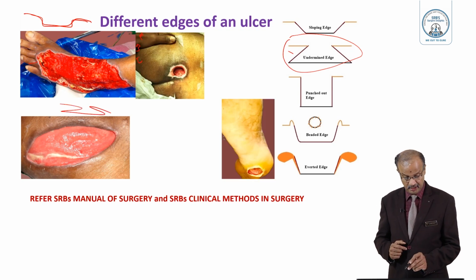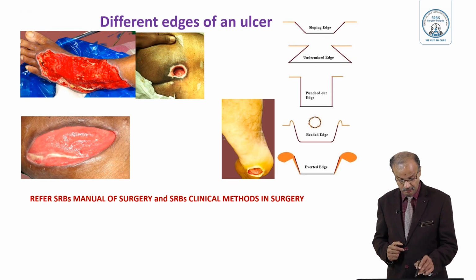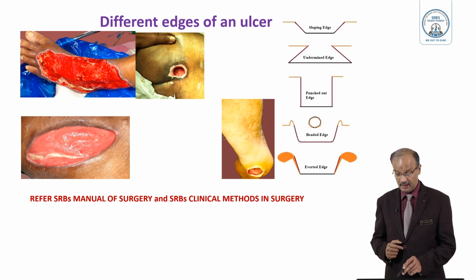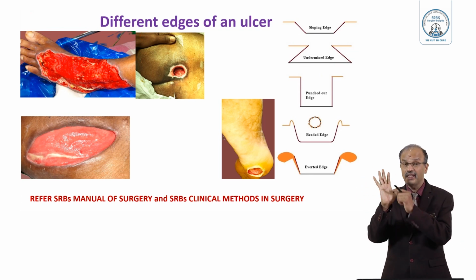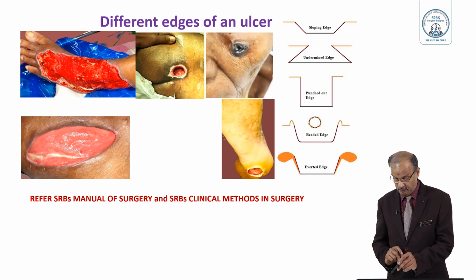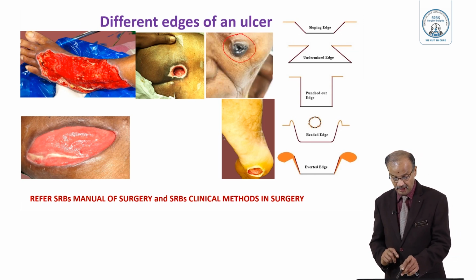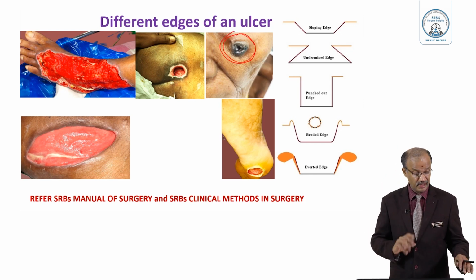This is the punched out ulcer. See that? This is the punched out. See the bursar and trophic ulcer in the heel. Very common site, remember. The other site is the heads of the metatarsals, not hand, heads of the metatarsals. So this is the typical beaded edge. Look at this. Typical beaded edge. Rodent ulcer. BCC, commonest malignant skin tumor.